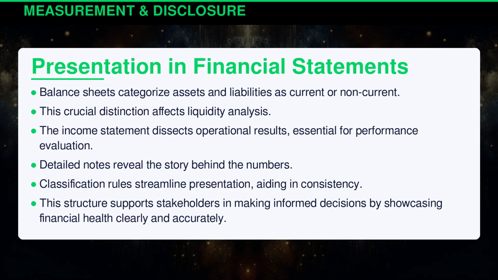Balance sheets categorize assets and liabilities as current or non-current. This crucial distinction affects liquidity analysis. The income statement dissects operational results, essential for performance evaluation. Detailed notes reveal the story behind the numbers. Classification rules streamline presentation, aiding in consistency. This structure supports stakeholders in making informed decisions by showcasing financial health clearly and accurately.